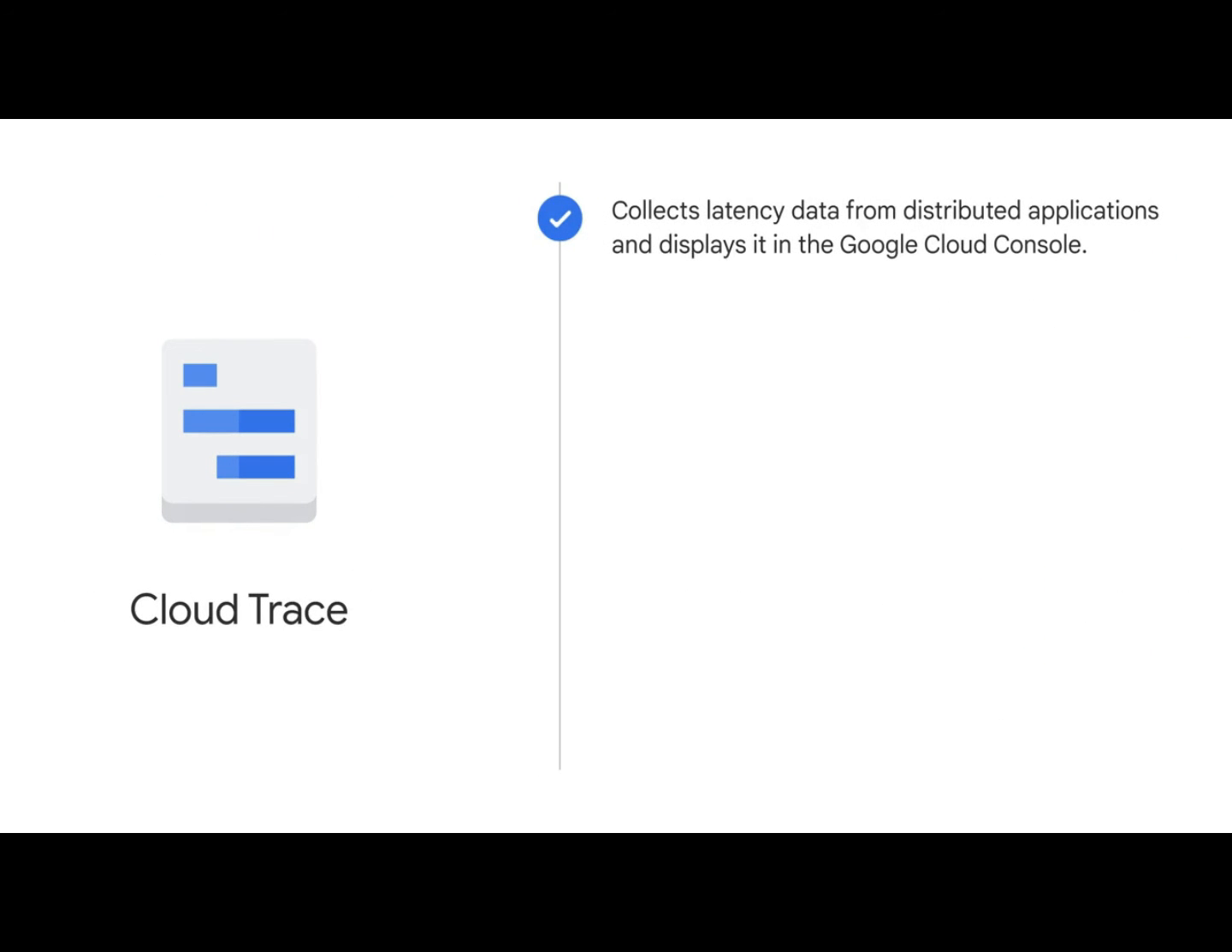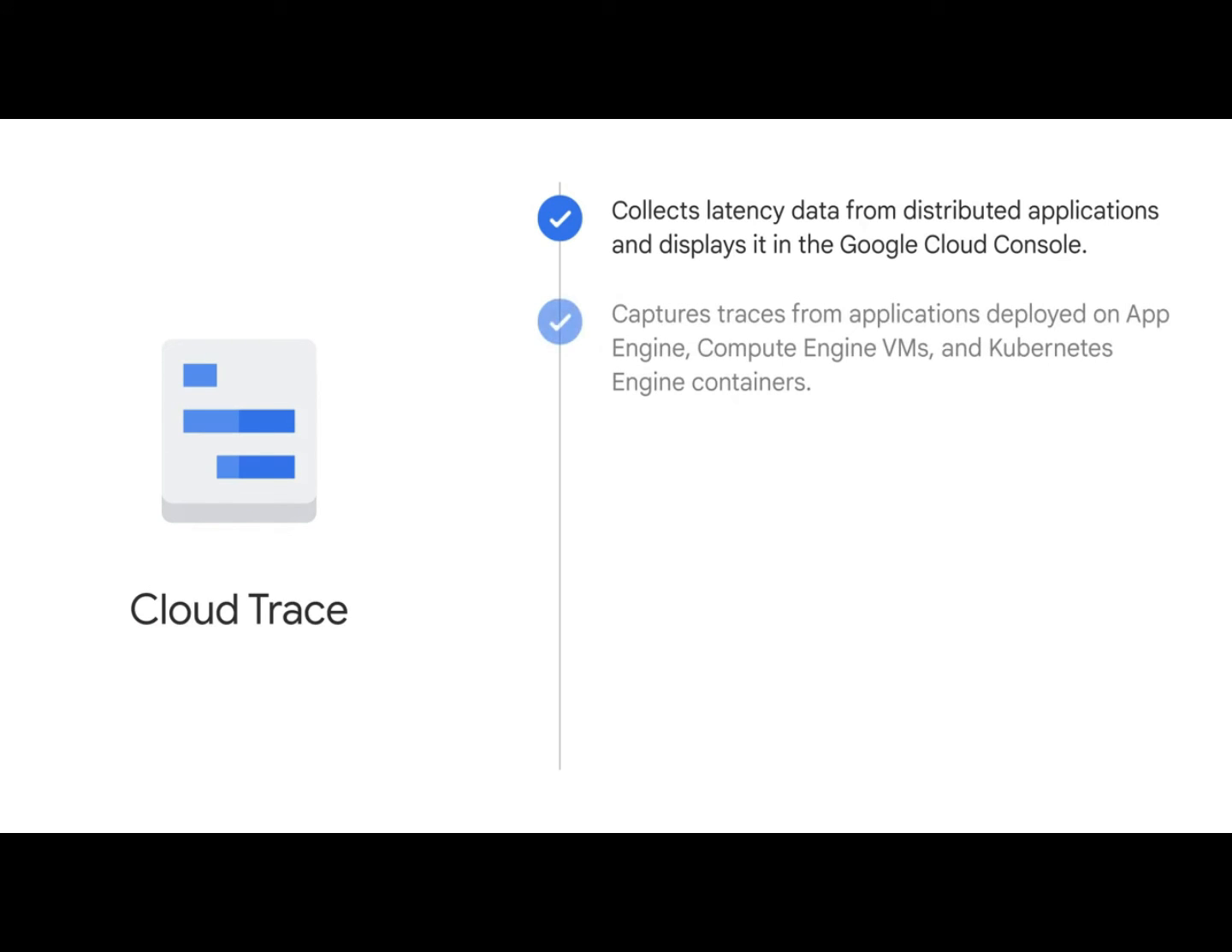Cloud Trace, based on the tools Google uses in its production services, is a tracing system that collects latency data from your distributed applications and displays it in the Google Cloud Console. Trace can capture traces from applications deployed on App Engine, Compute Engine VMs, and Kubernetes Engine containers.